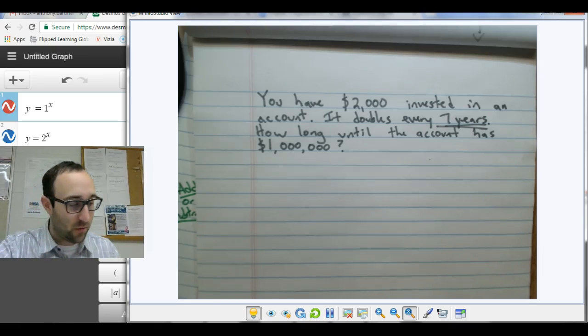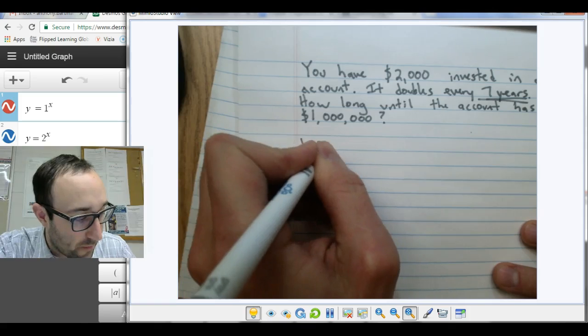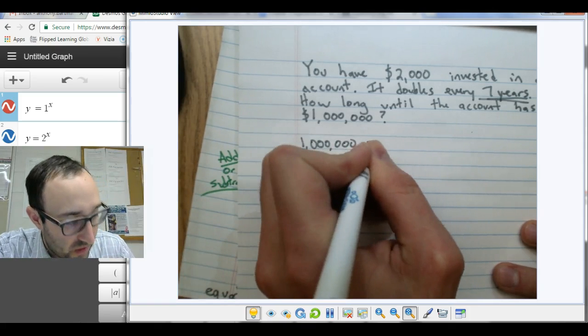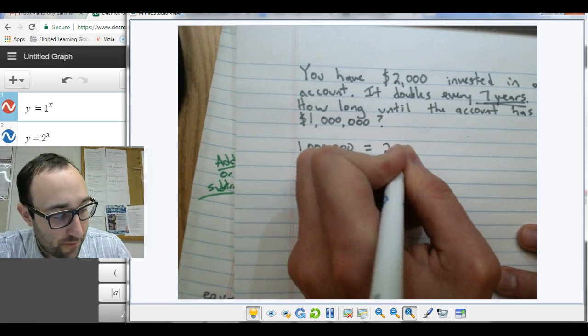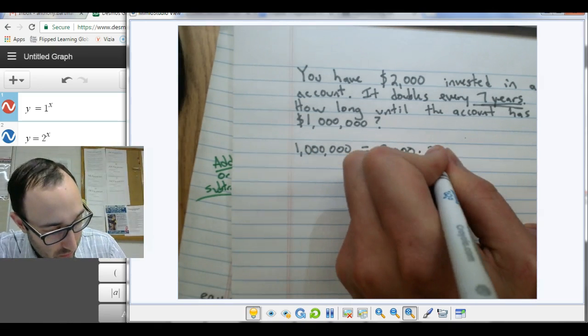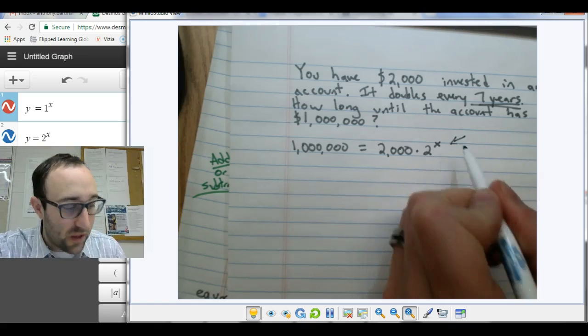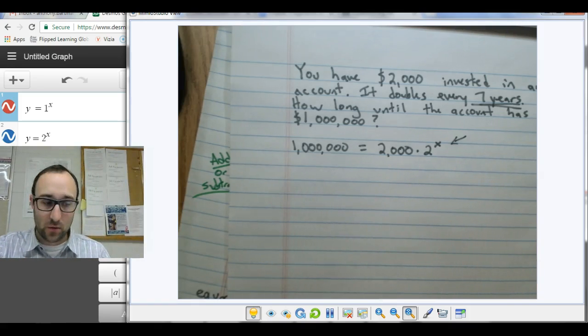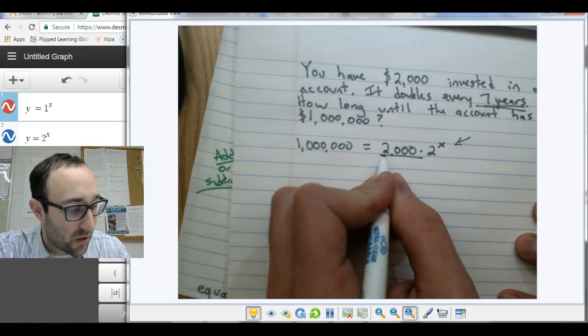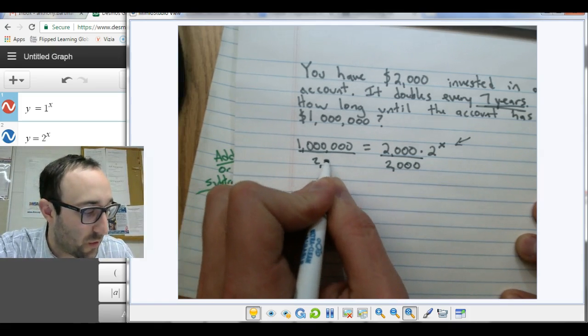Okay, so what do we have to do? Well, we want to be able to set up an equation, right? I want to end with 1 million. And that's going to equal how much I start with, 2,000, times 2 to the x. Right? Okay, so I really want to find out what is that x. Right? I need to know, what does x equal? How long is this going to take? Do I have time in my life to get to this $1 million if I start with $2,000?